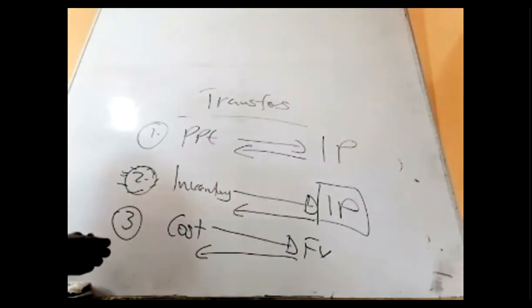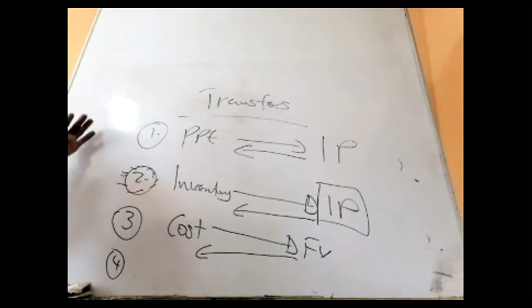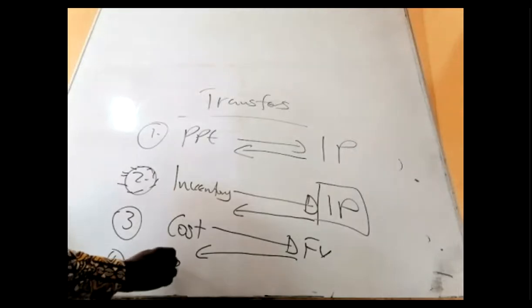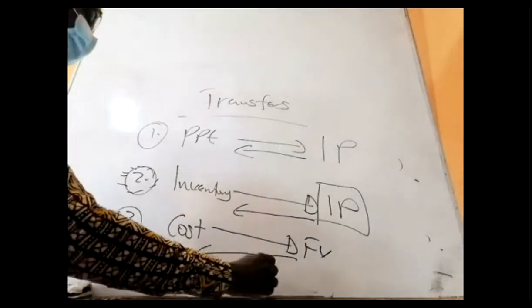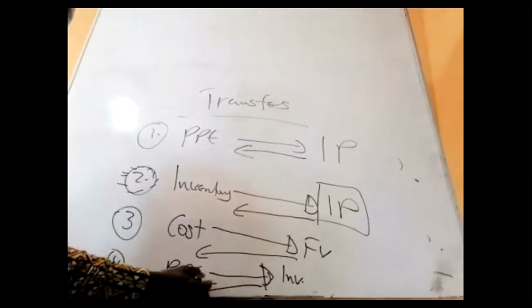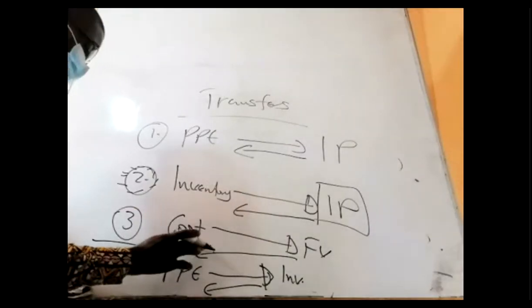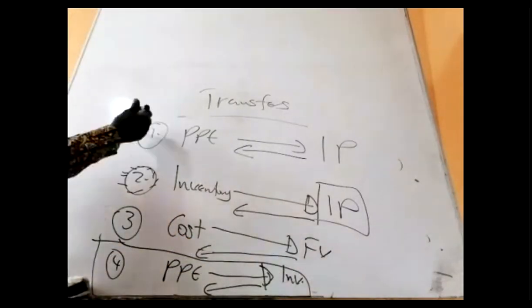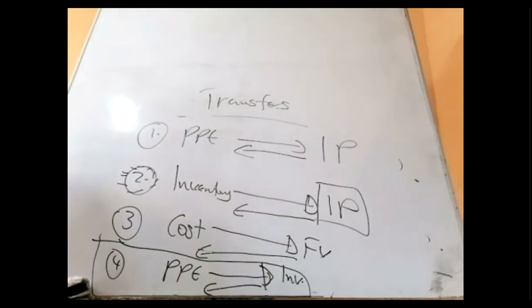Perfect. The last one will be number 4. But that one does not move. It's not under IAS 40. It's a transfer from PP to inventory, and the reverse is also true. This one does not fall under the scope of IAS 40. So only this. I just pick one example under PP to investment property, and then I'll run away from there. Okay.